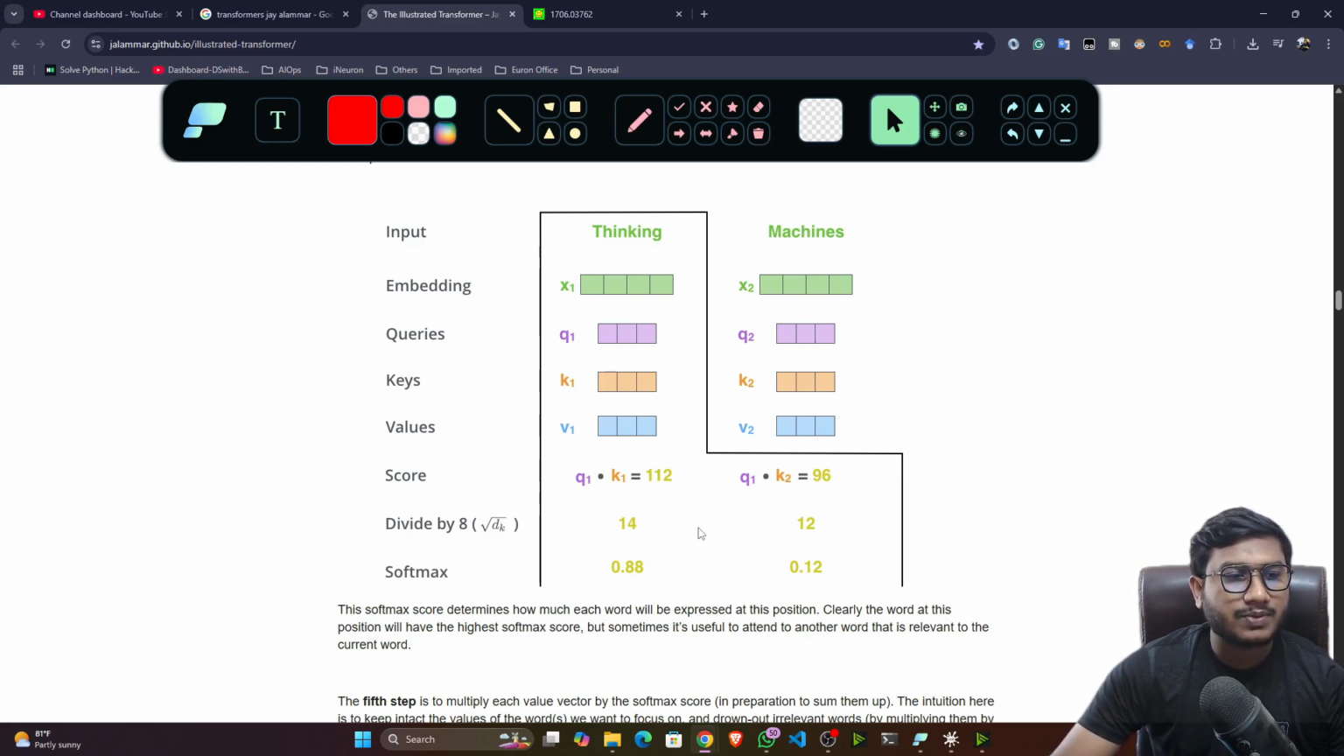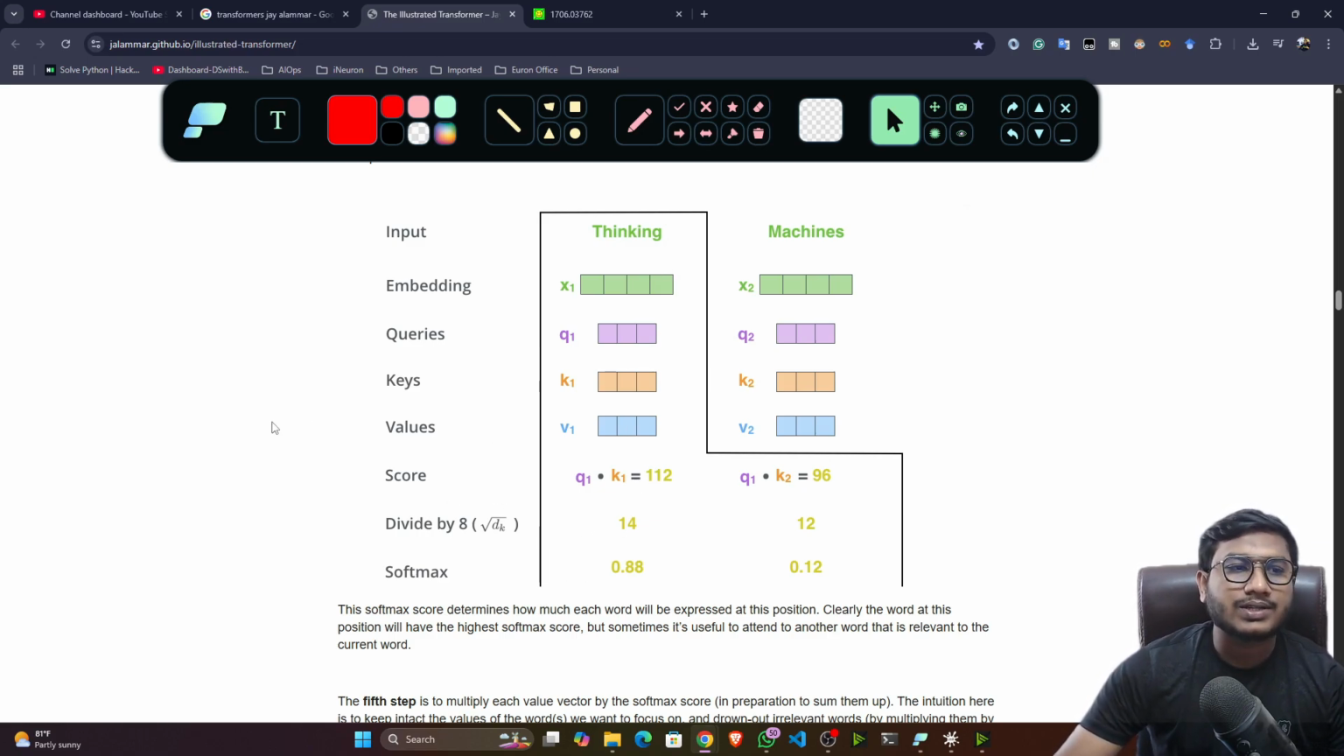Now we divide this score by 8, and then you get the number. Then you apply the softmax activation function. I think you know what the softmax activation function is. It gives you the probability number. In this case we get 88% probability for thinking, and only 12% for machines. That means your model is giving more attention to the word thinking. That means the word thinking is important in this particular sentence.